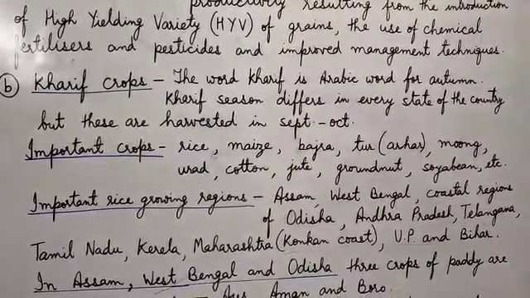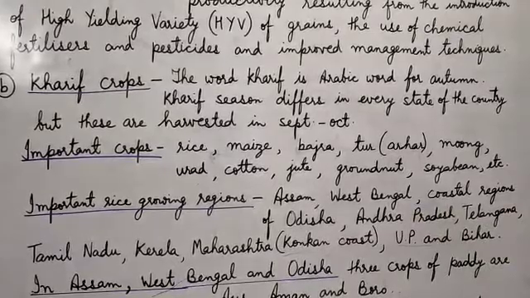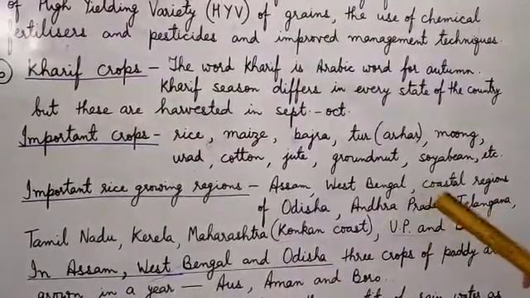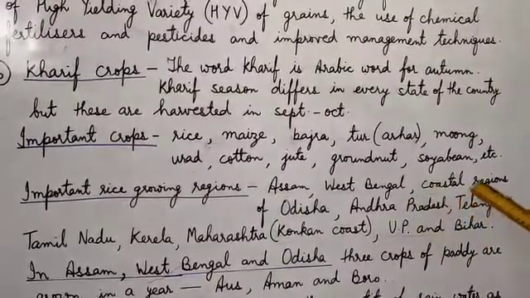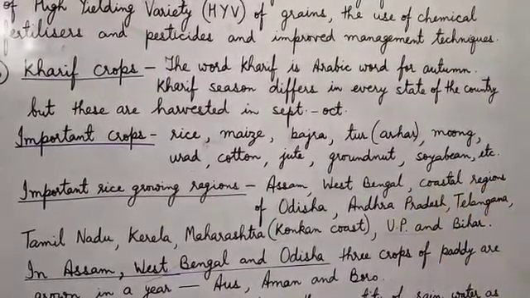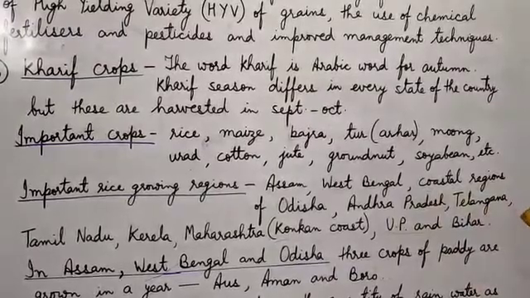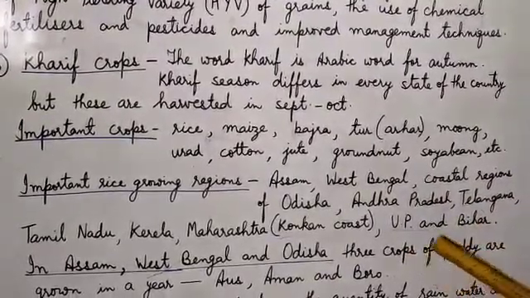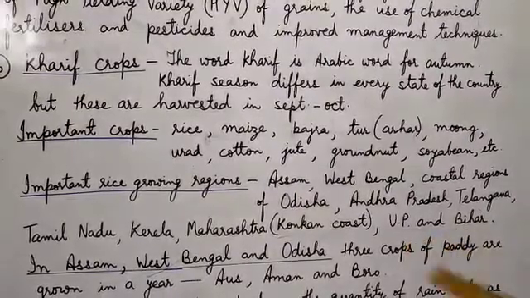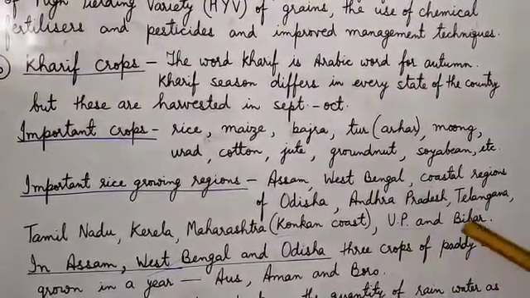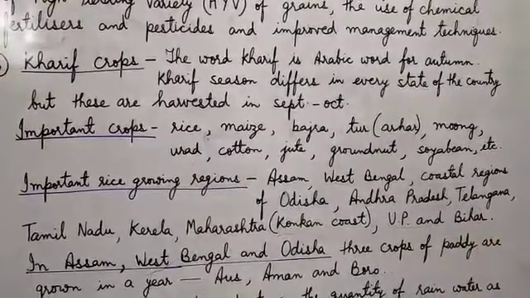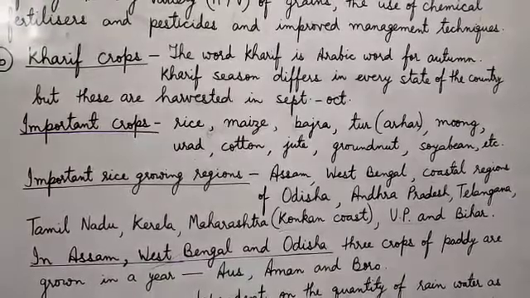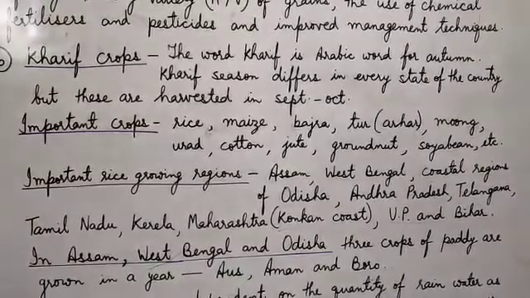Alright. Now, which are the important rice growing regions in India? These include Assam, West Bengal, the coastal regions of Odisha, Andhra Pradesh, Telangana, Tamil Nadu, Kerala, Maharashtra, particularly the Konkan coast, UP, Bihar, and we also have Punjab and Haryana. They also now are important producers of Kharif crops.